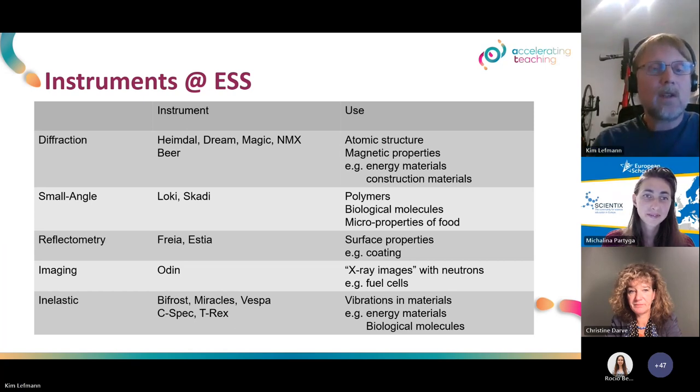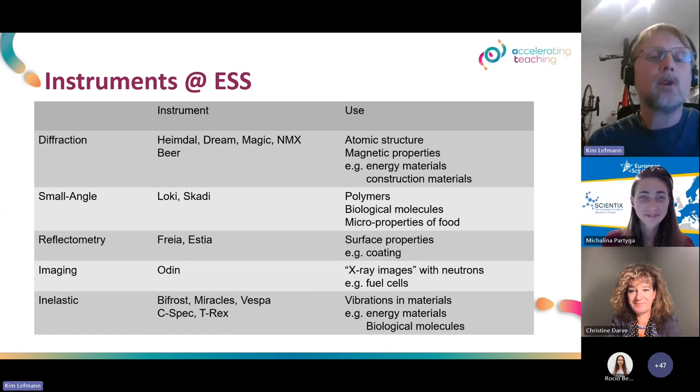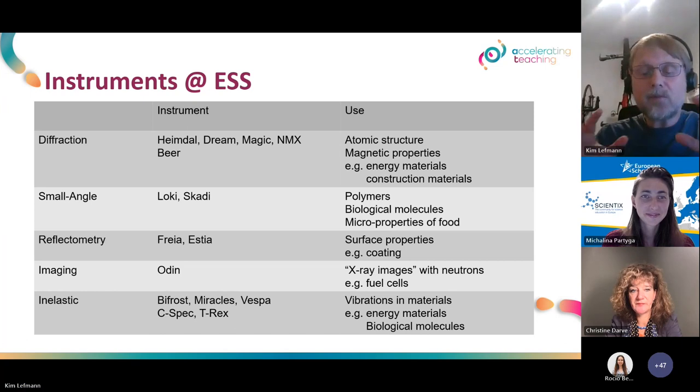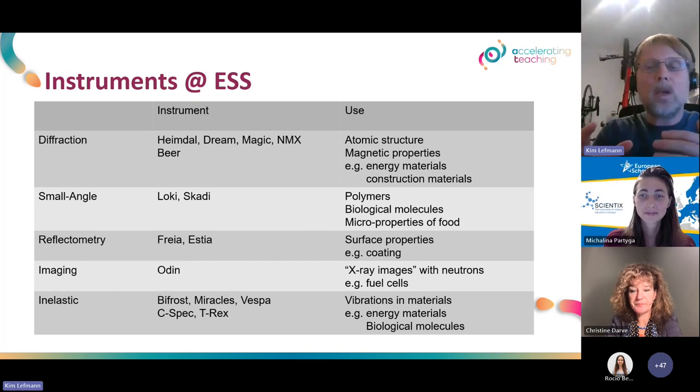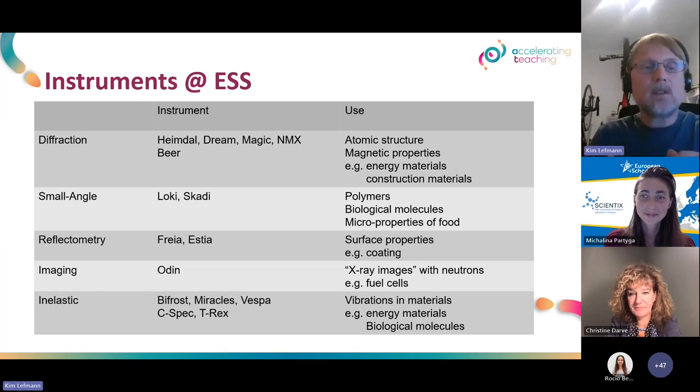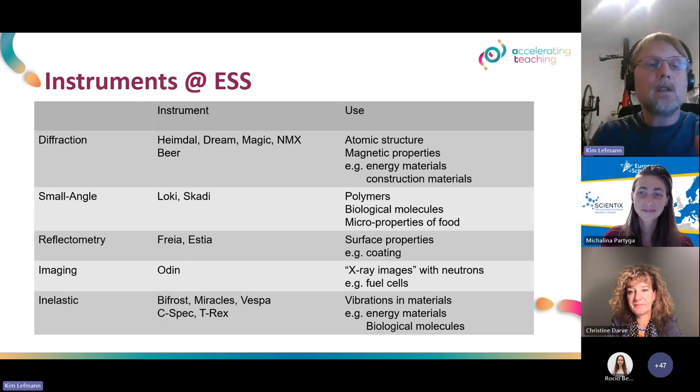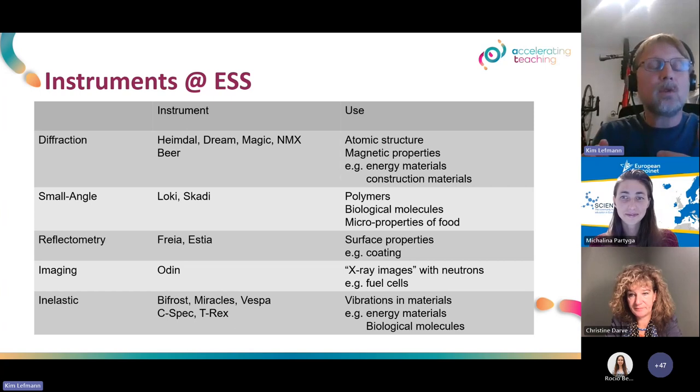Here, diffraction. There are five diffraction instruments. They have these names, some of them from Nordic mythology, Heimdall, some of them not, but that's of less importance. The important thing is what diffraction is. That is where the neutron will behave as a wave. It will scatter from the crystal, and from the interference pattern where the wave is scattered in the crystal, you can deduce the spacing between the atoms. You can also deduce how the individual atoms in the crystal are localized. It's a very powerful method.